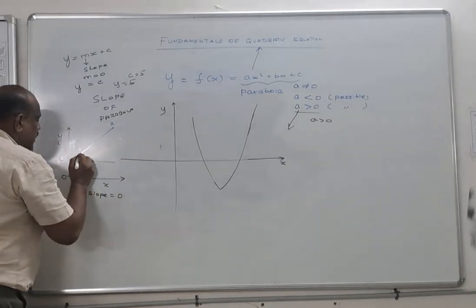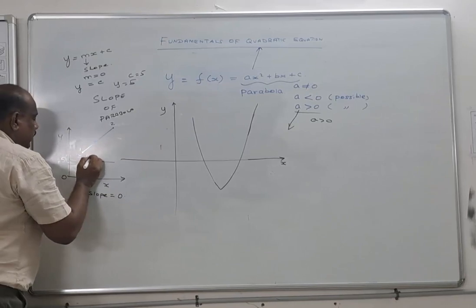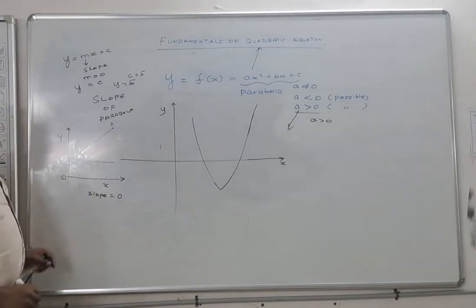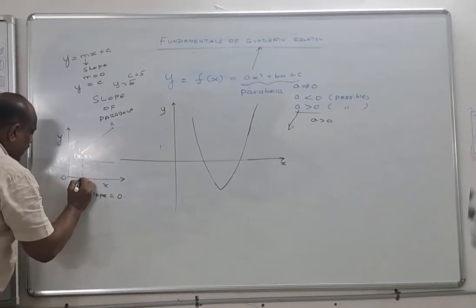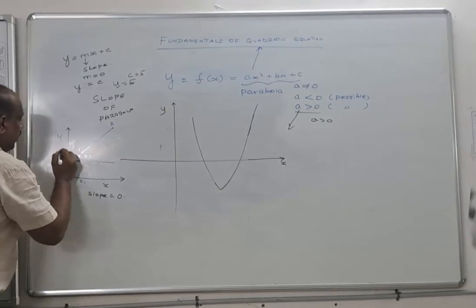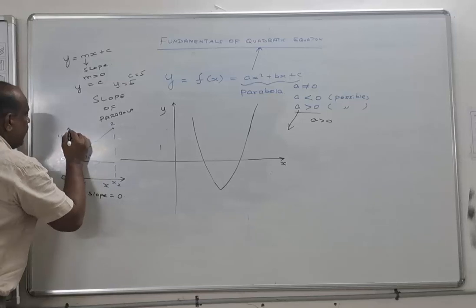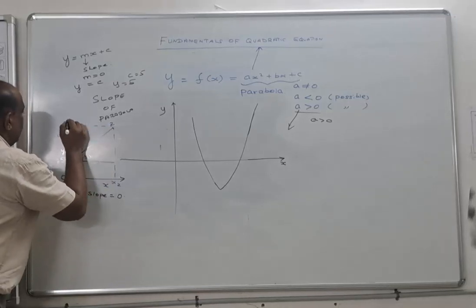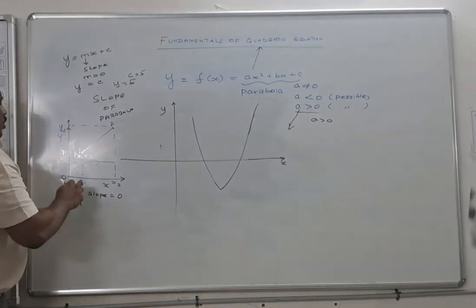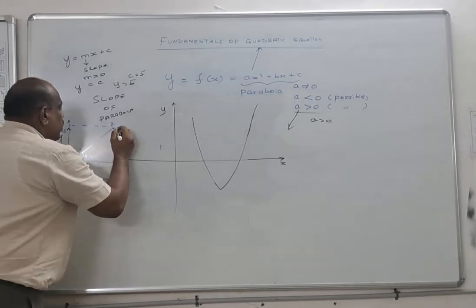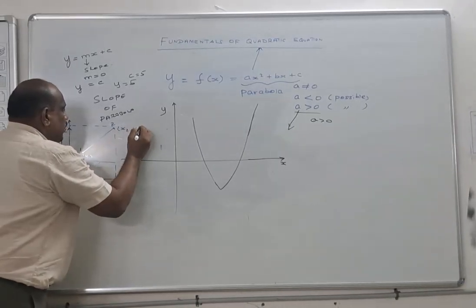Now this point 1 is called x1 comma y1. Because we consider this point as x1, this as y1, this as x2, and this as y2. So 1 corresponds to x1, y1, and 2 corresponds to x2, y2.